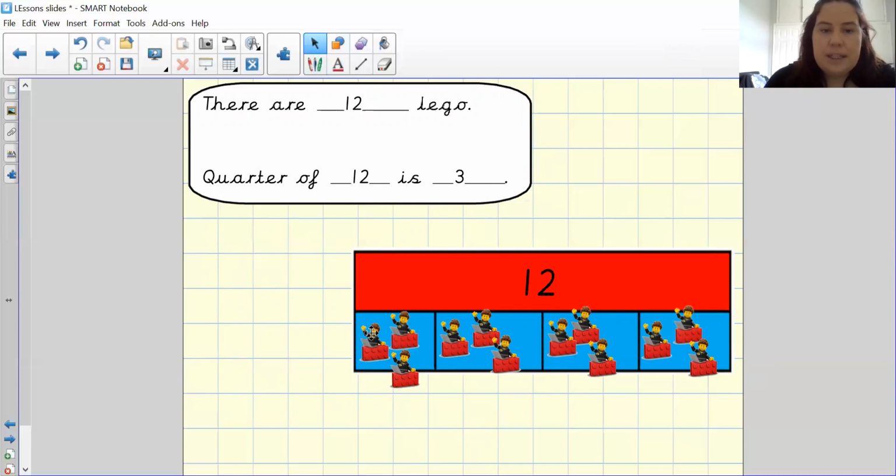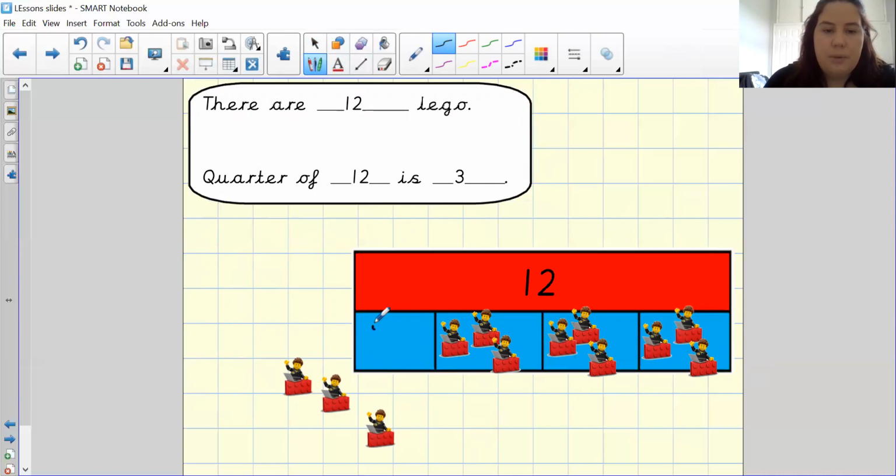And you could have done it exactly the same by just doing dots in the box as well. So you could have just done 1, 2, 3 instead and continued. Okay, so you don't have to use the images. You could just do dots to represent it as well.